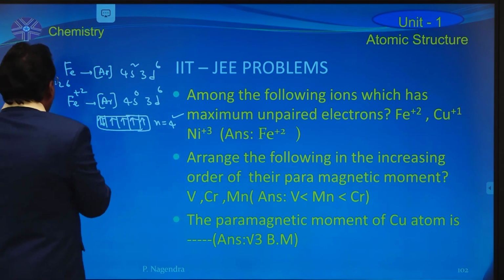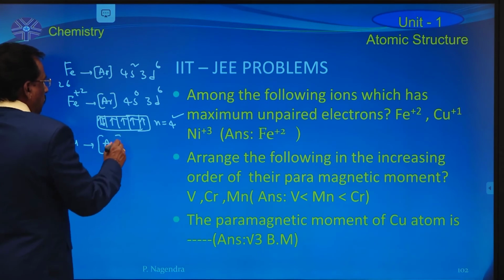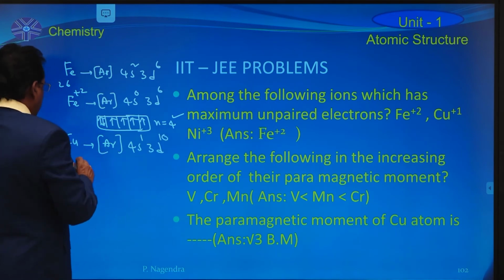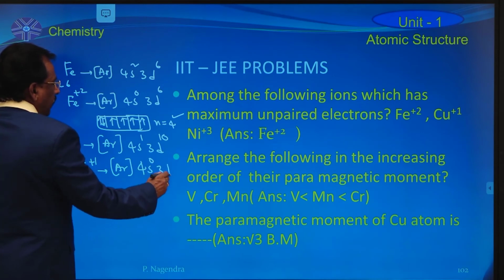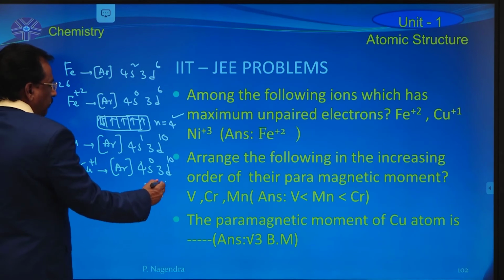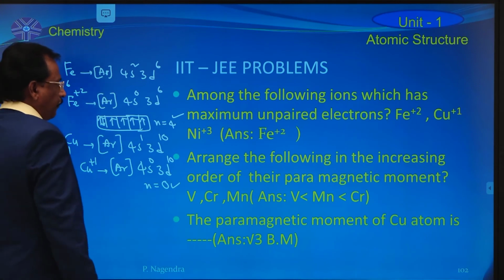Similarly, copper shows an anomalous configuration. It is argon 4s1 3d10. Copper plus 1 means one electron is removed from 4s. That's why 4s0, 3d10. That means the number of unpaired electrons in copper plus 1 is 0.